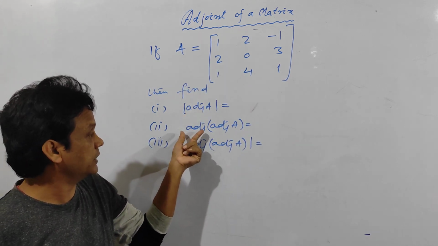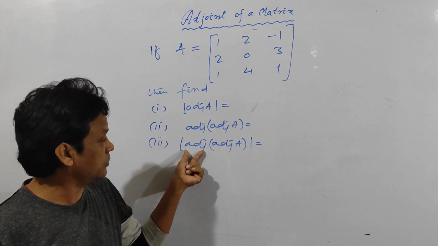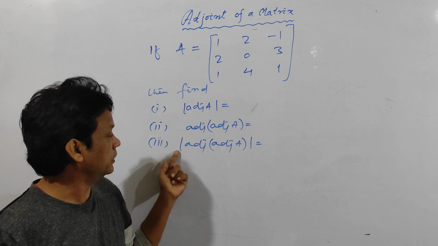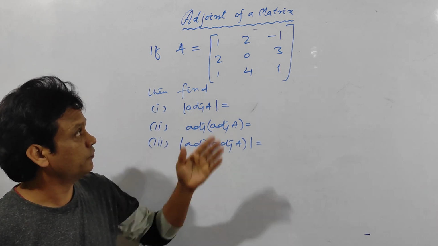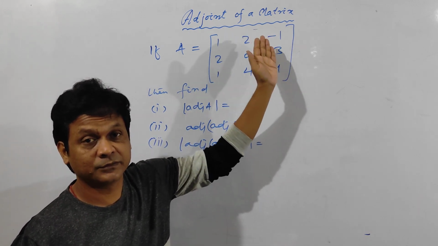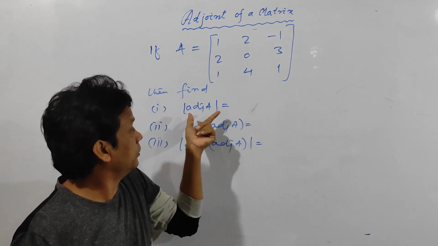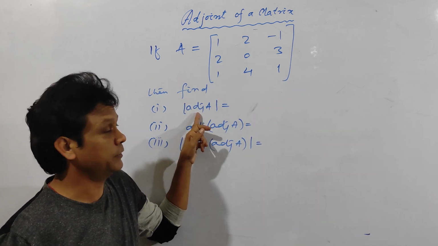And second question is, adjoint of A is equal to how much? Then third question, determinant of adjoint of A. See, first of all, you want to find out the cofactors of 9 elements. Clear? Then only after that you want to find out the determinant. Clear? For the first question.